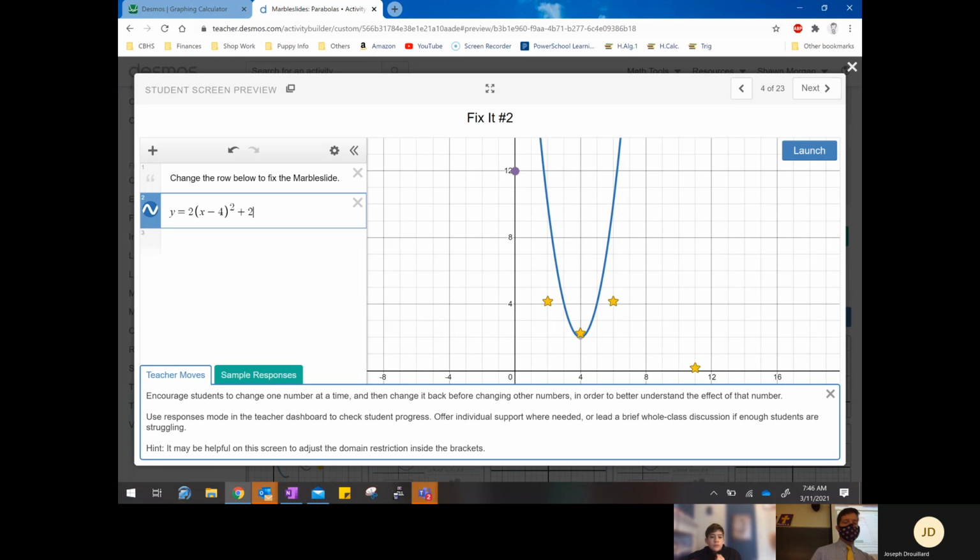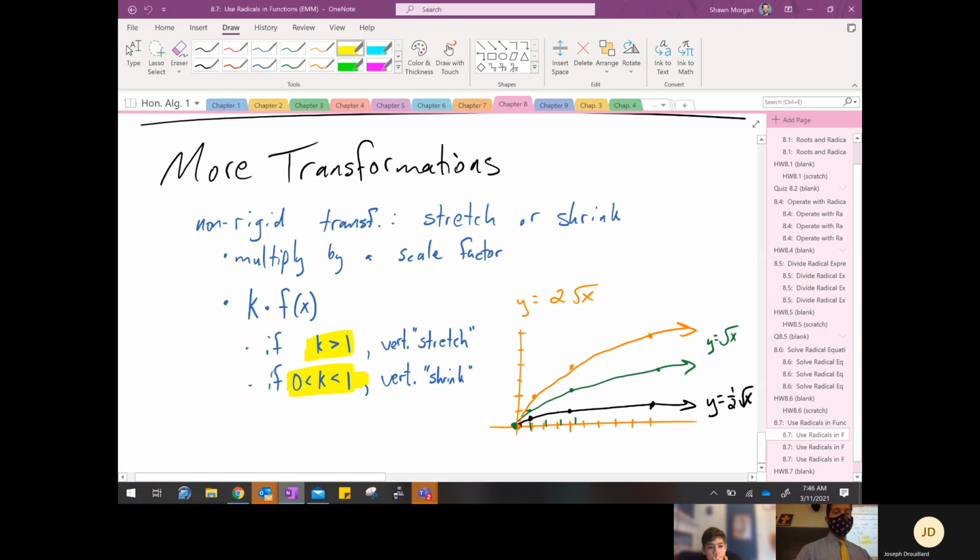Okay, go back to my notes here. And these two were vertical transformations. These were two vertical stretches and shrinks. So what do you think I could do to horizontally affect something, Alex? Like the K being multiplied on the outside affects it vertically. Let's put the K on the inside, right?